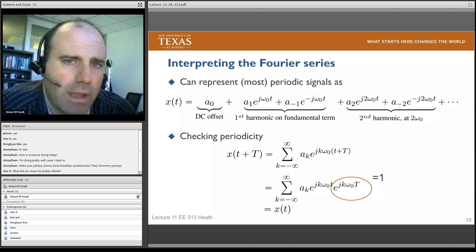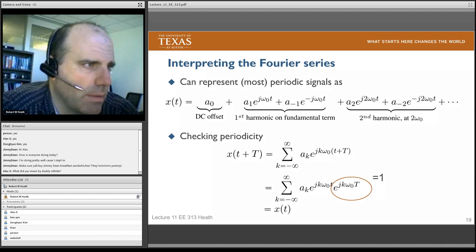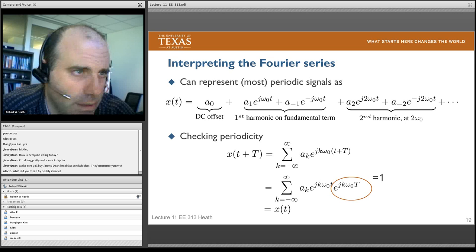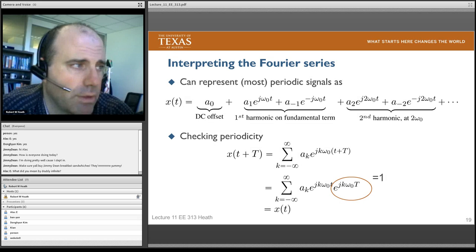And so if I write out that summation, essentially what I'm saying is that my periodic signal can be written as a constant term, which is a DC offset, plus a linear combination of e to the j omega t and e to the minus j omega t, plus a linear combination of e to the j 2 omega t, e to the minus j 2 omega t, and so on.